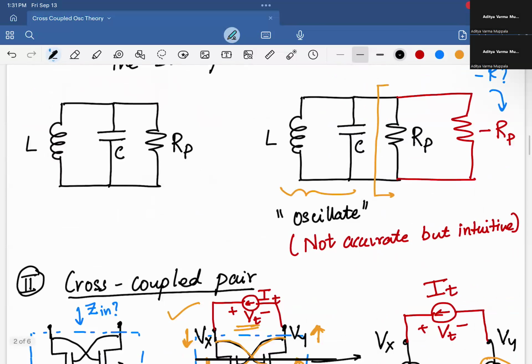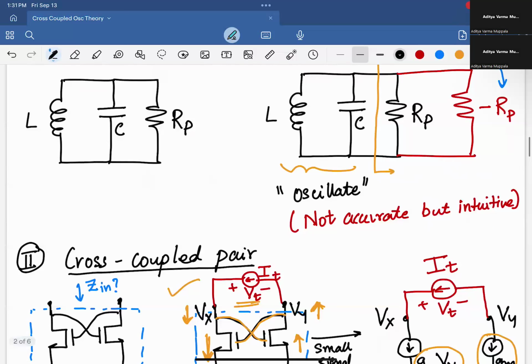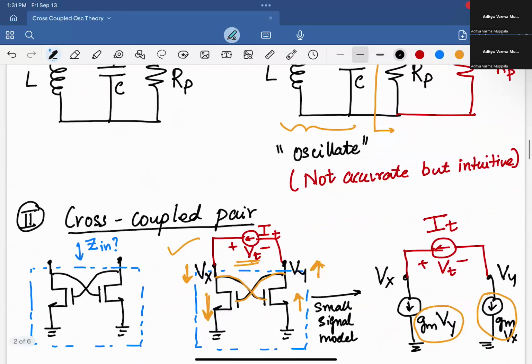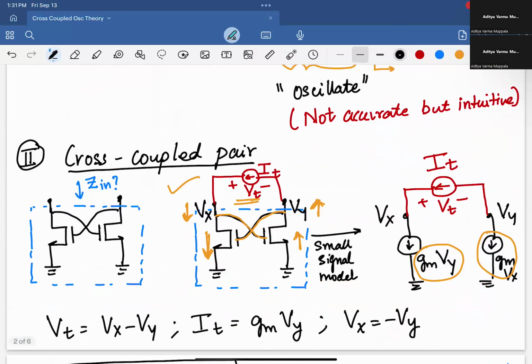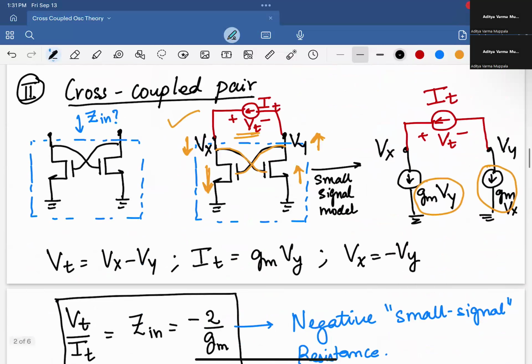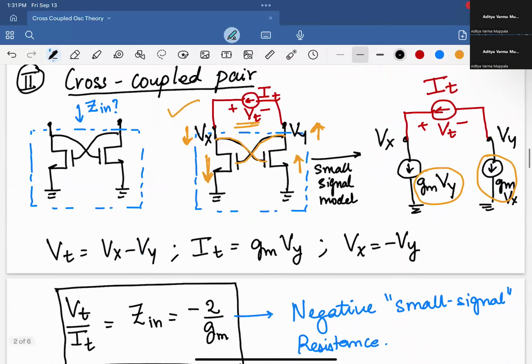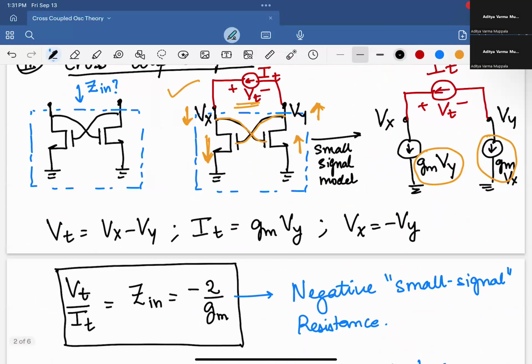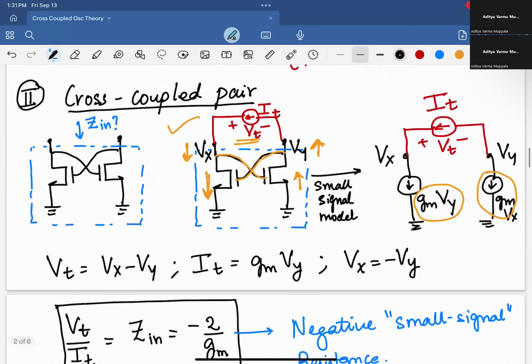So we said, okay, if I have an RLC parallel tank, I can put a negative resistance into it, and then it should start oscillating. Again, just an intuitive picture as to why that happens. Cross-coupled pair, we looked at how to generate this negative resistance. One option is this cross-coupled pair. There are other circuits as well. In future videos, we'll look at those.